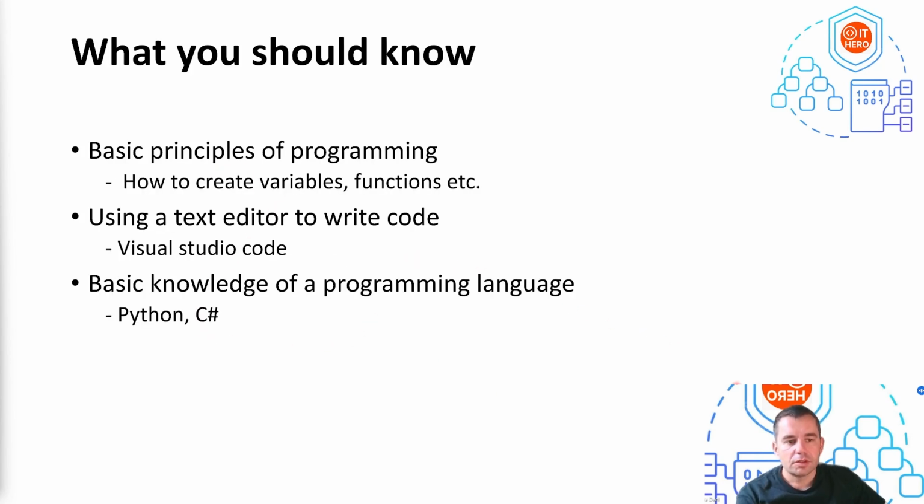In order to follow this video, you should have some basic knowledge of programming, for example, how to create variables and functions. Also, you should be able to use a text editor for writing the code with me. I suggest Visual Studio Code. I will also show a link where you can download Visual Studio Code. Having some basic knowledge of a programming language, Python or C#, is required. For Python, I have a separate video where I explain how to get started with Python from zero. I will put the link in the video description so that it's easy to follow along.